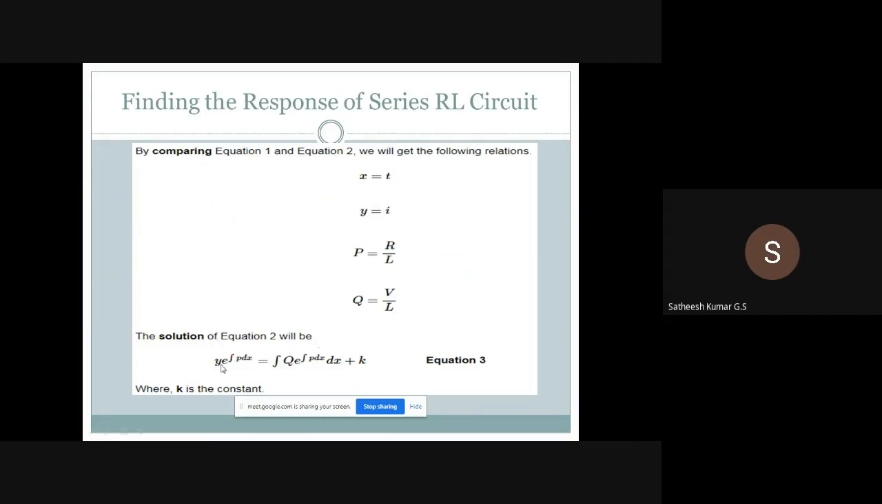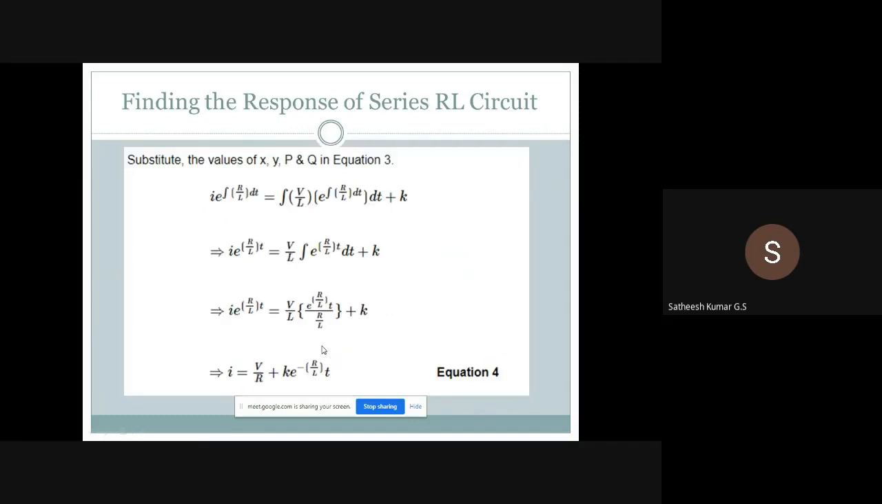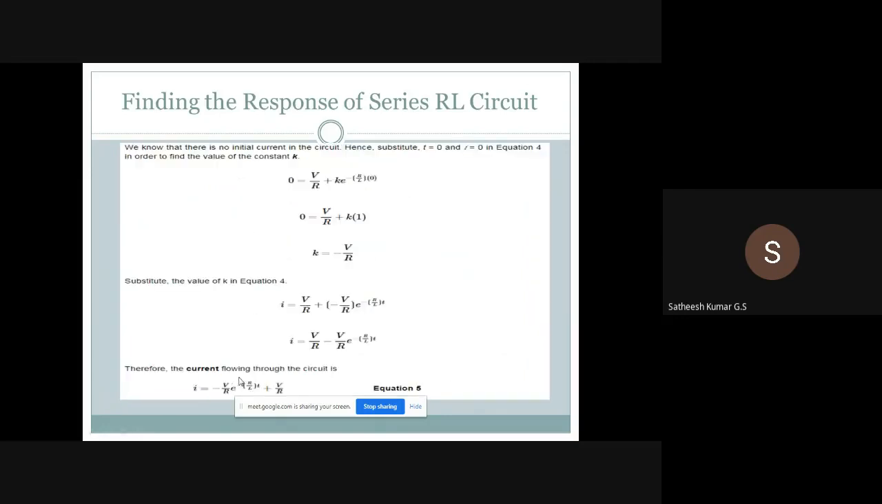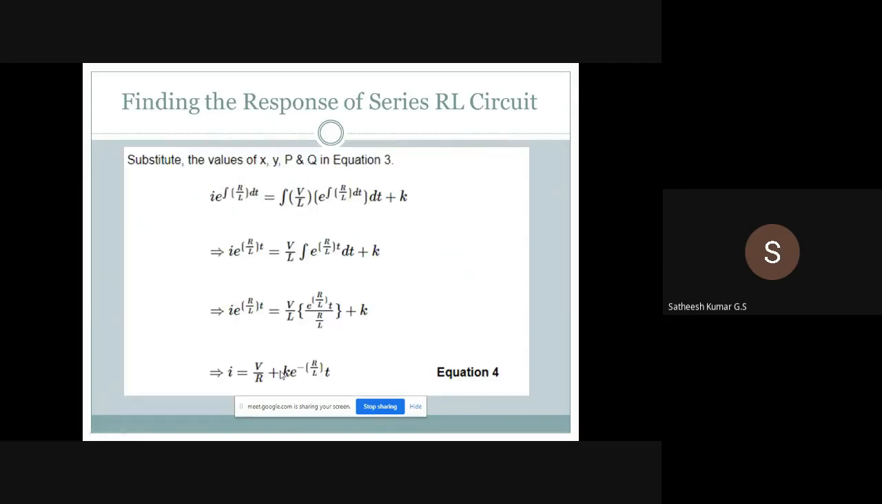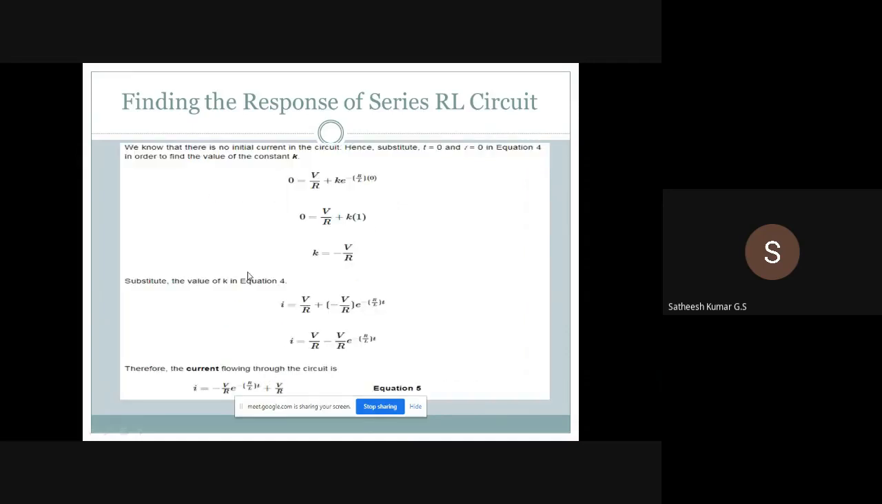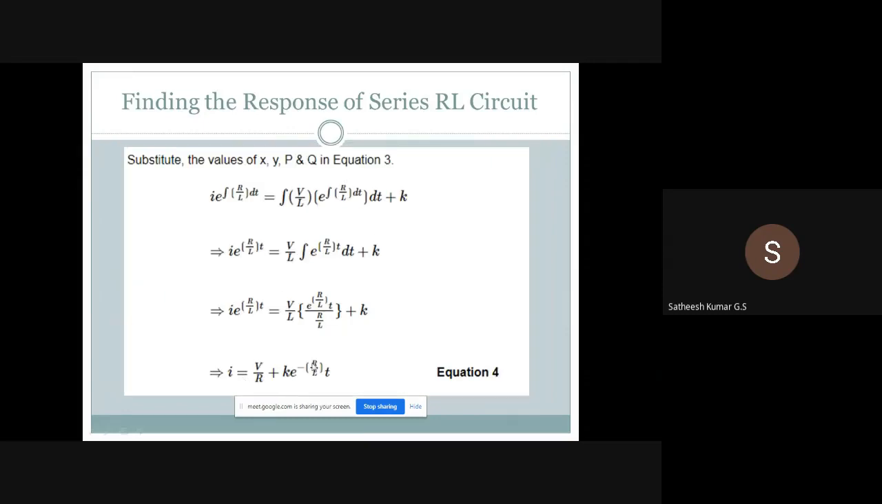For the solution of equation 1, where K is a constant, we are taking K as constant. Now substituting the values of x, y, P, and Q in equation 3, in this differential equation, you will get the equation I equal to V by R plus K e power minus R by L t. Here we don't know the value of K, so we need to find out the constant value K. For that, we take this equation and find the value of K.